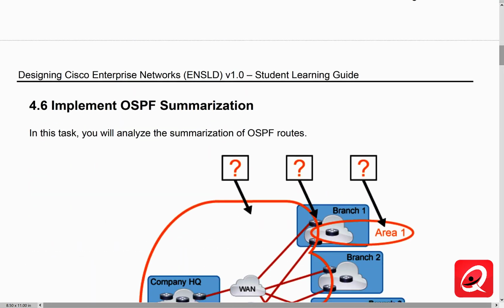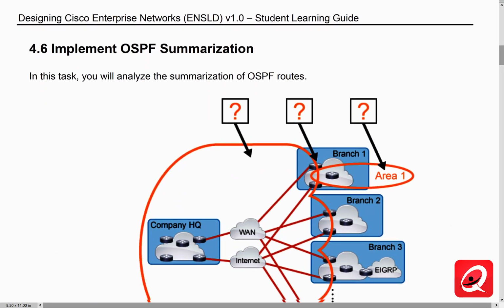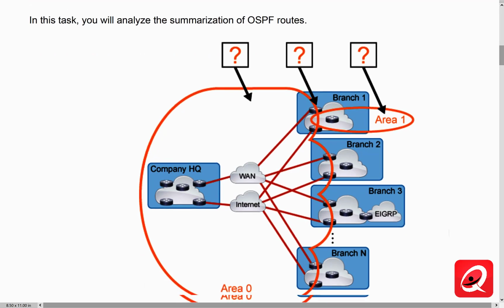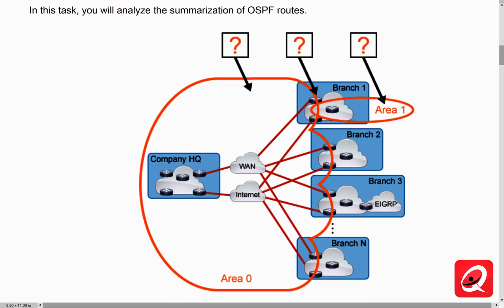Let's see, the next task here, implement summarization. We'll analyze the summarization of the OSPF routes. It's like a fist punching something. So we've already decided that we're going to extend area 0 to essentially the border nodes of each of the branches. So that big fist looking thing is going to be area 0.